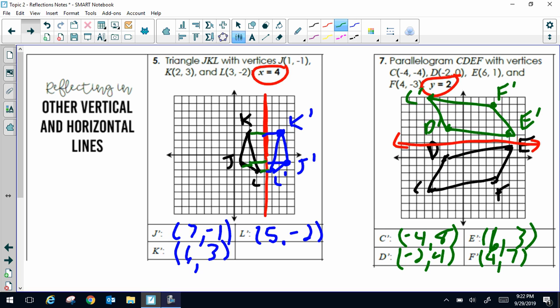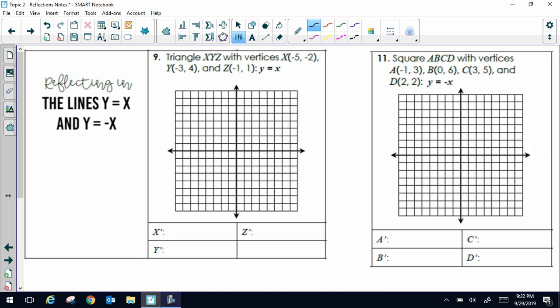Okay. The last two examples are my diagonals. So I have X at (-5, -2), and Y is at (-3, 4), and Z is at (-1, 1). And they want me to reflect it over the line y = x. Now y = x is this line right here. It is a diagonal line. It starts at the origin and goes up 1 over 1, up 1 over 1.